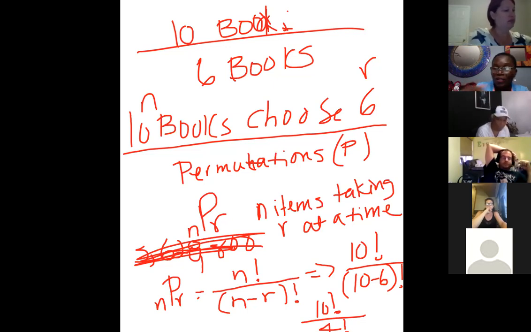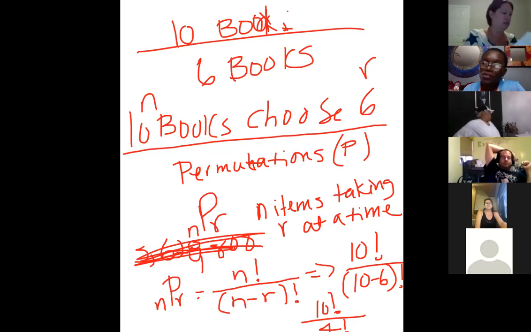You could do 1, 2, 3, 4, 5, 6. You could do 10, 9, 8, 7, 6, 5. You see what I'm saying? So there's a whole bunch of different ways you could choose the 6 books out of 10. That's the question. How many?